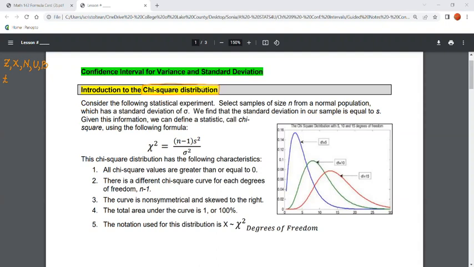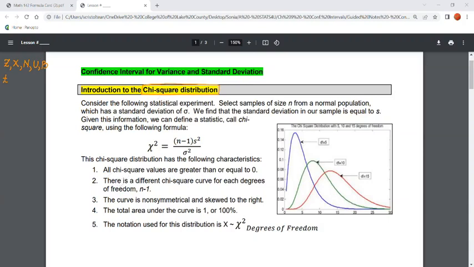This is called the chi-square distribution, and it is based on the same idea that the t distribution was based on. The t distribution was a family of curves based on degrees of freedom. So let's see how they arrive to a new distribution and how important it is to find the values in order to construct confidence intervals for variance and standard deviation.